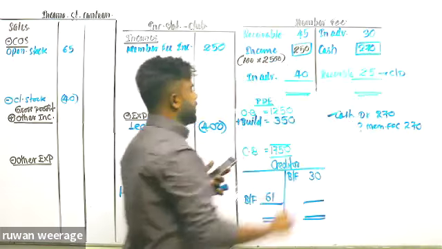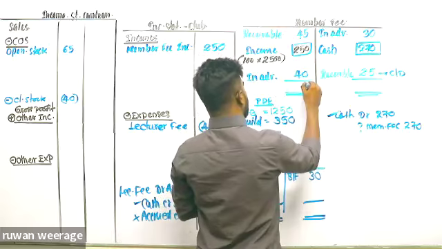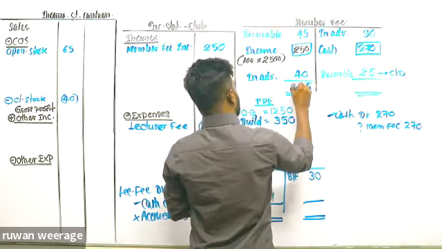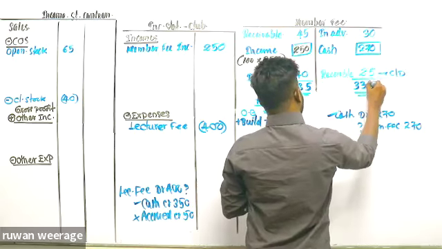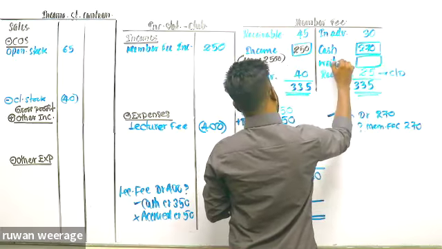But the question says written off value. So balance it here and identify the write off value. 335. Look at the difference, that will be the written off value, like bad debts.